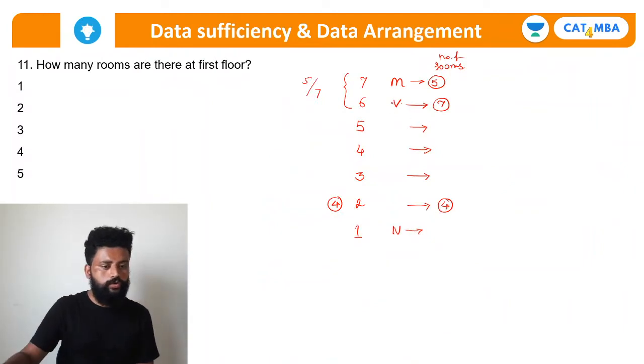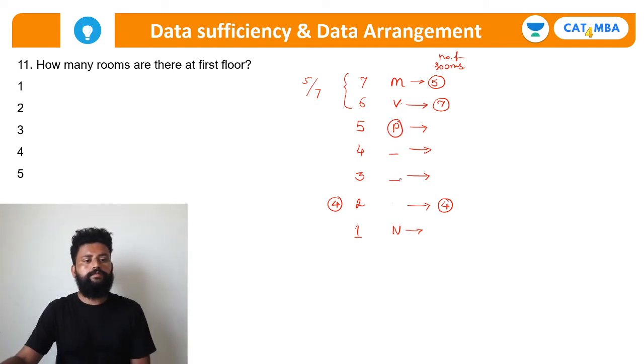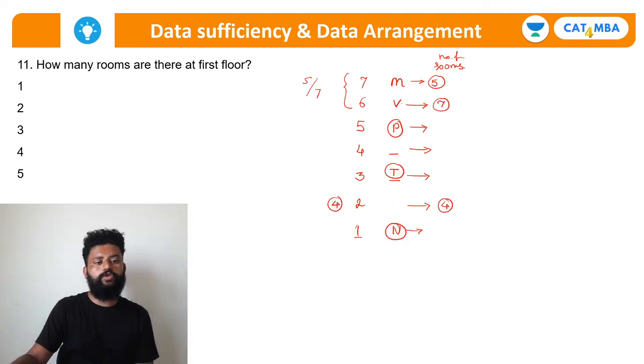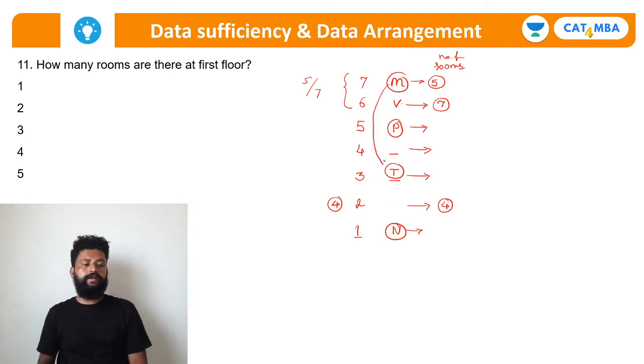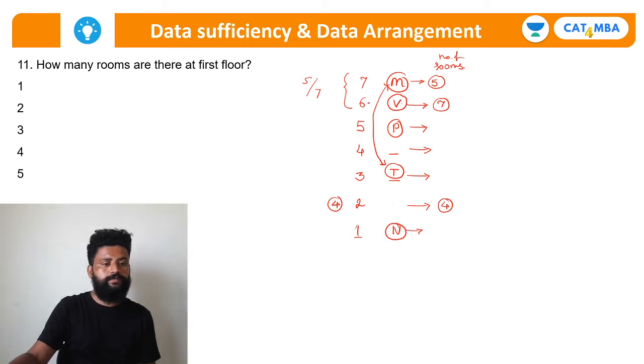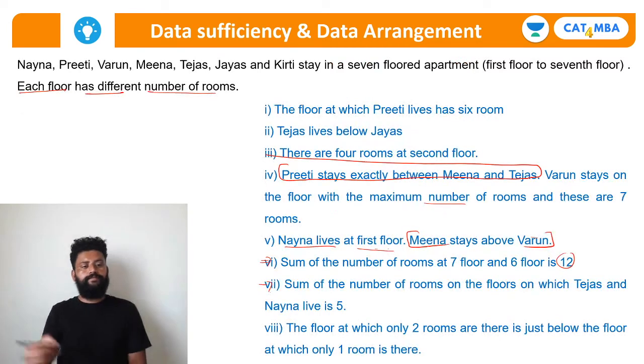So where is Meena? It's not below him. So can we say Preeti is here? Then there will be two places, and here it will be this. That's the only possibility, because if you take Preeti down, then there will be a gap where Naina is already there. So the only possibility is this way. Preeti is between Meena and Tejas. So here it must be one. So it's almost done now.